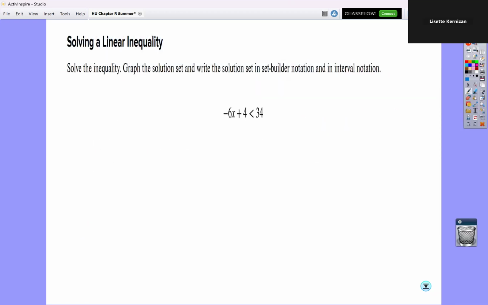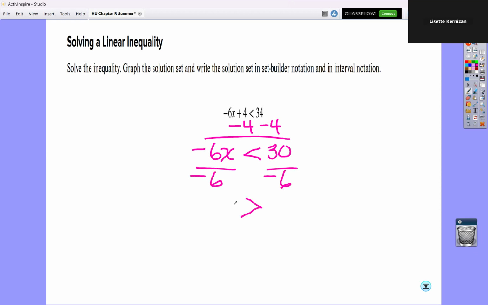So let's look at our first example. It says solve the inequality, graph the solution set, and write the solution set in set builder notation and interval notation. All right, so let's solve. We're going to subtract 4 from both sides. That's step number 1. We get -6x is less than 30. Whenever you divide or multiply by a negative, you must flip the inequality. So I get x is greater than 30 divided by -6, which is -5.